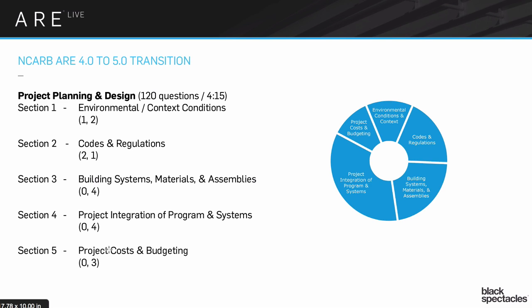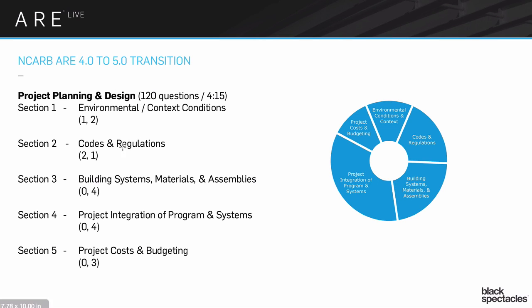Project planning and design: now we're in the big exams, the 2 big ones. These are 120 questions, an hour longer, 4 hours and 15 for the actual exam time. This one has 5 sections, and again each one has its own objectives, and those objectives have the 2 different types: understanding and applying, or the more cognitively difficult ones.